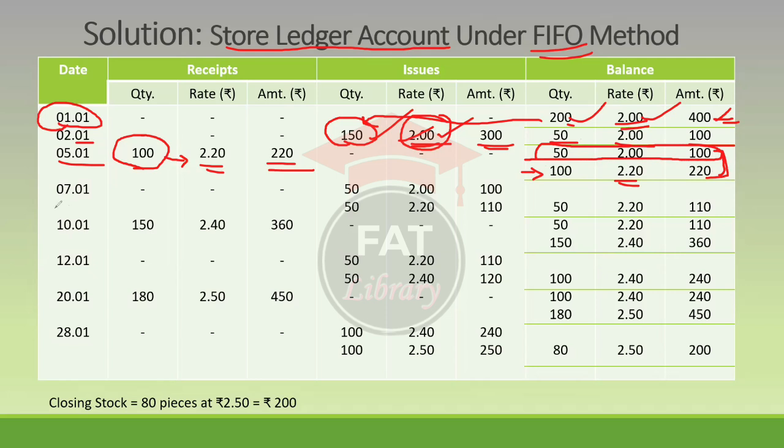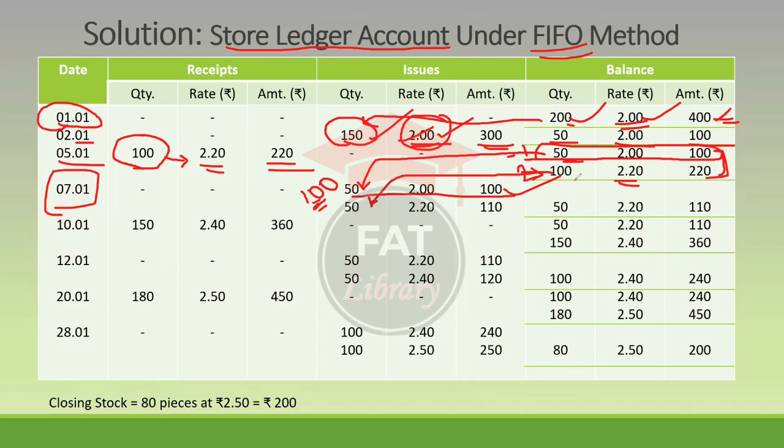Next, on 7th January, they have issued. How much is issued? They are issuing a total of 100 pieces. Which 100 pieces are they issuing? As we are doing the FIFO method, this is our first stock and this is our second stock. From the first stock, we take the 50 units and issue them. The remaining 50 units we take from the second stock balance.